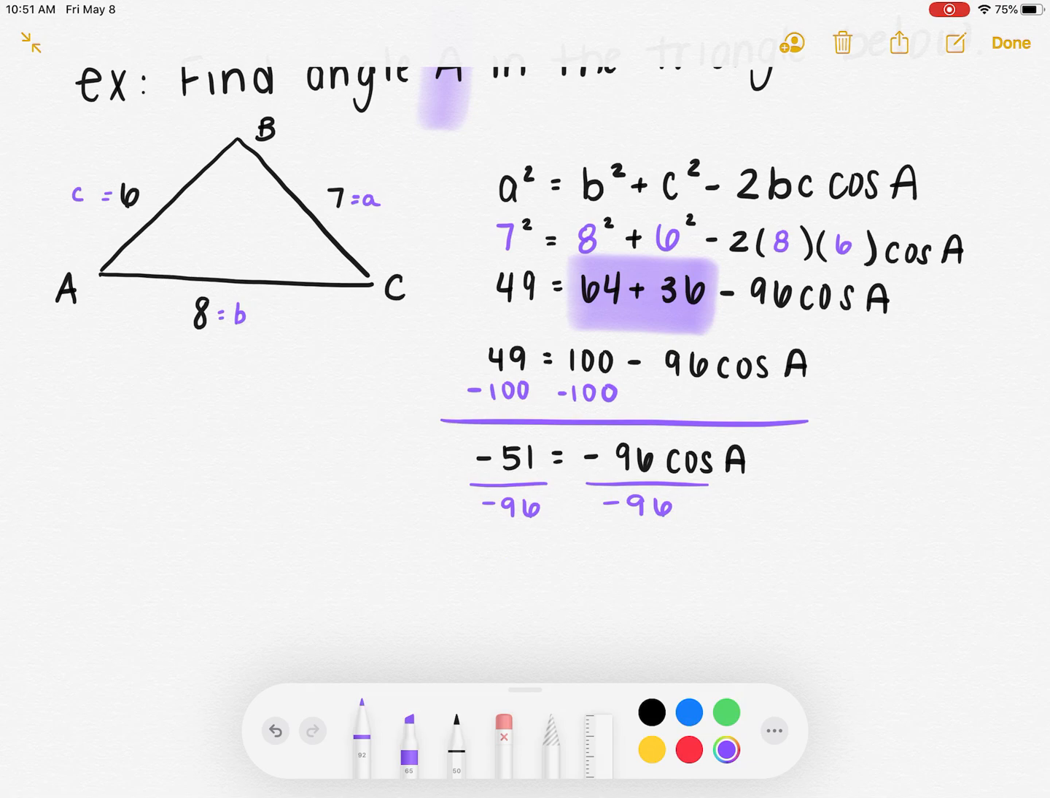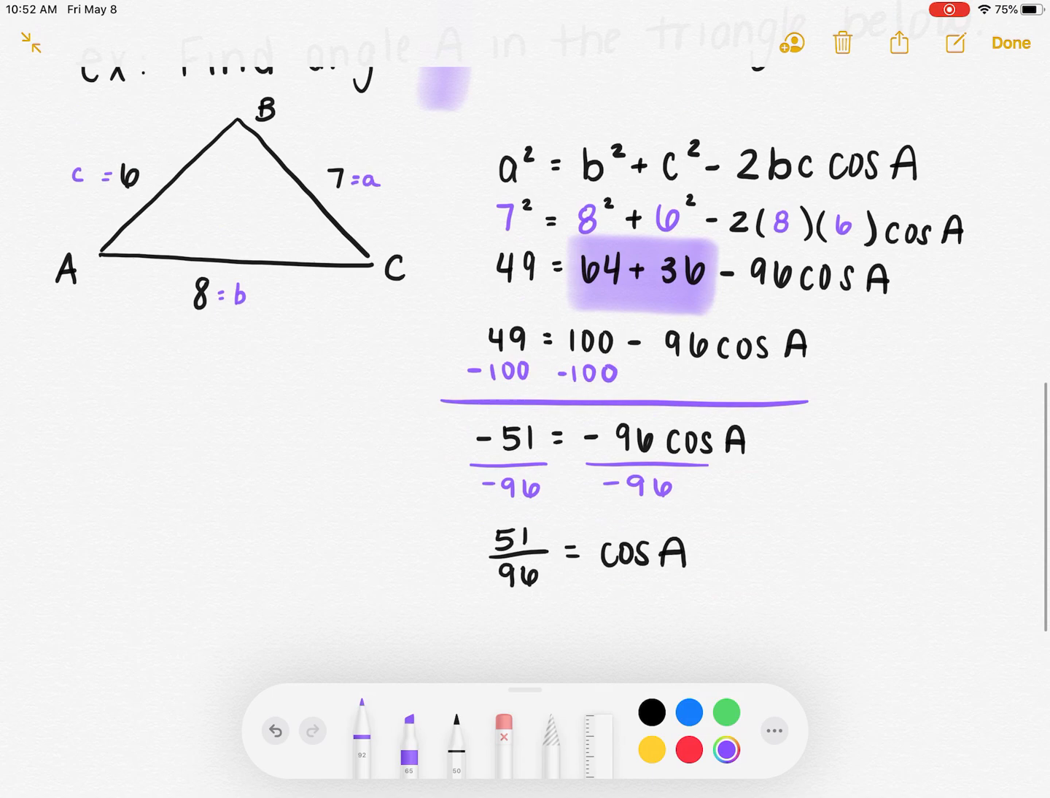And I'm not going to actually make that into a decimal yet because I know that when I round decimals and then put them inside my cosine, it can change my answer a little bit. So I'm intentionally going to just cancel out the negatives there and leave this as 51 over 96 equals cosine of A because it'll allow me to get a more accurate answer when I solve for the angle.